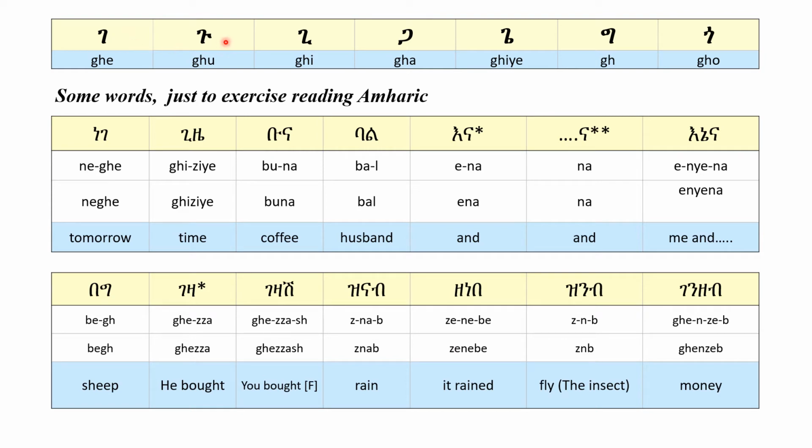Ge, gu, gi, ga, ge, g, go. Here are some words with this letters group. Nege, gizie, buna, bal, na, ne, inina, beg, geza, gezash.